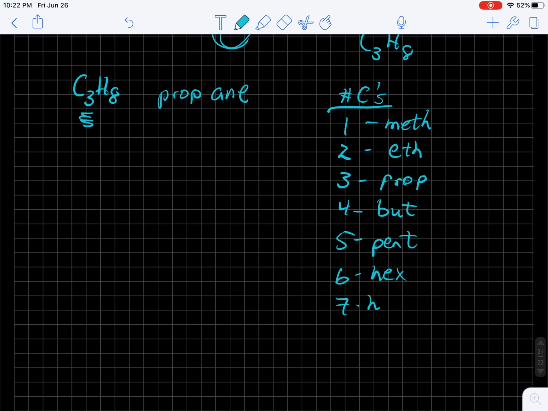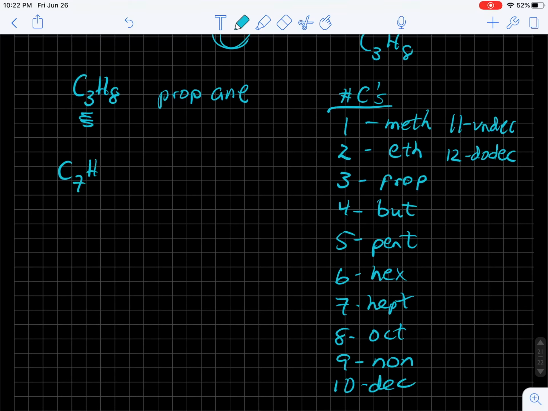So 5 is pent, 6 is hex, 7 is hept, 8 would be octane, 9 would be nonane, 10 would be decane, 11 would be undec, 12 is dodec, 13 is tridec, 20 is icosane, 30 is tricosane, 40 is tetrasane, and 100 is killiosane.